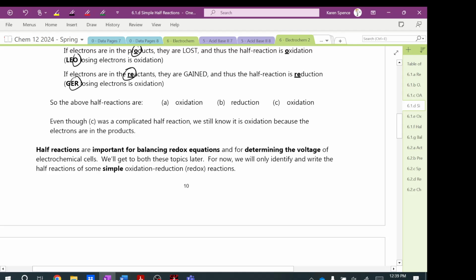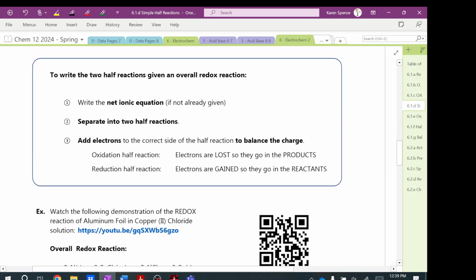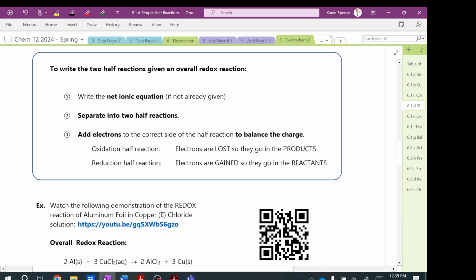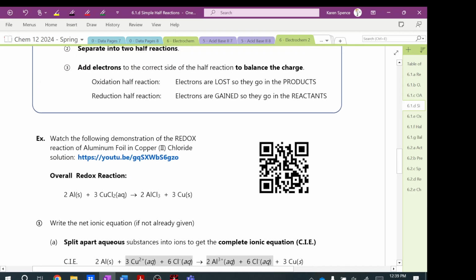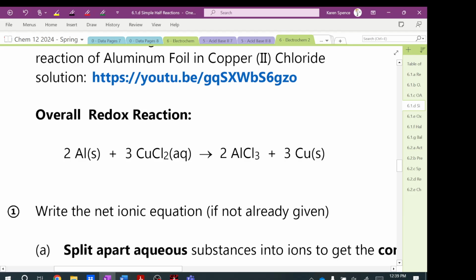All right, for now, we're just going to identify and write the half reactions for some simple redox reactions. So to write the two half reactions given an overall redox reaction, this is actually a reaction that I often have going in the fume hood because copper 2+ ion is toxic to the fish. Yes, so I don't want to be putting copper 2+, which is blue, down the drain.